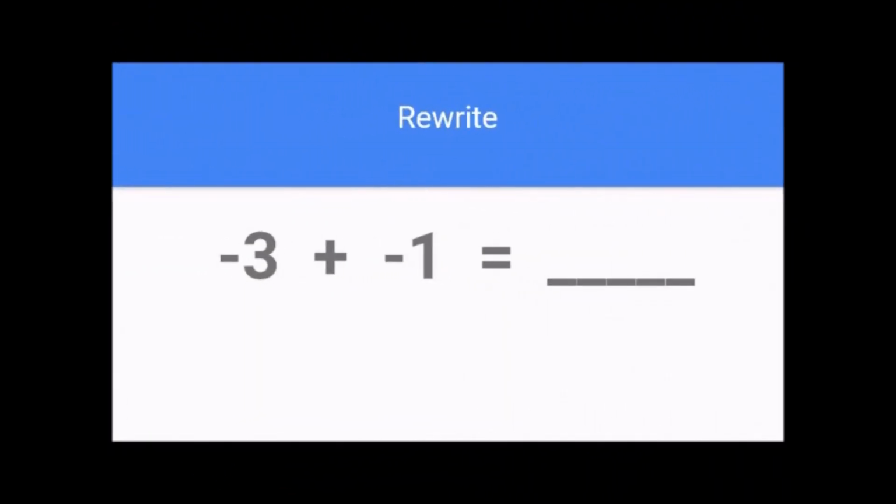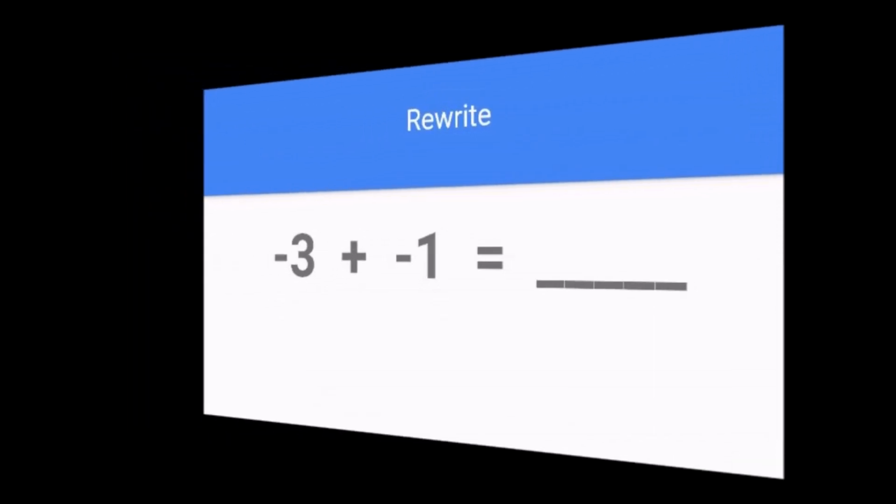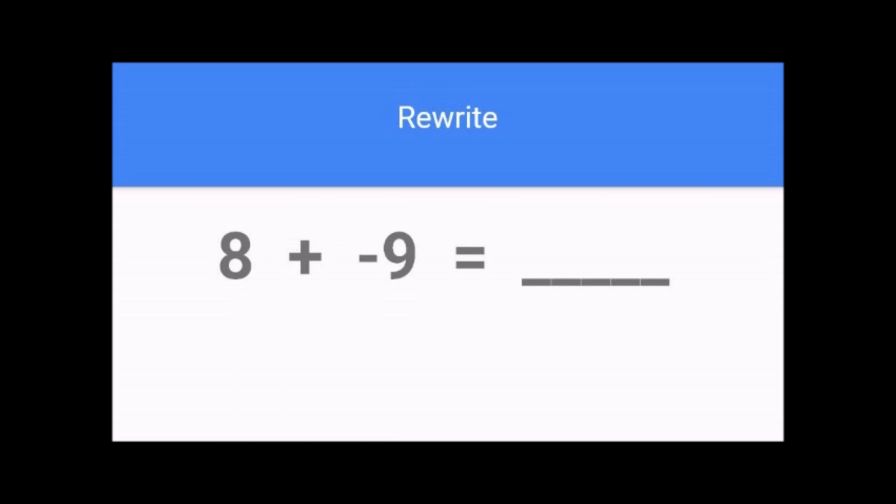Here we go. Negative 3 plus negative 1. So rewrite it, and I don't want the plus and the negative in the middle there, just one sign. Negative 3 plus negative 1. We know what the answer is. The answer would be negative 4. I don't want negative 4. Just rewrite it before you get there.